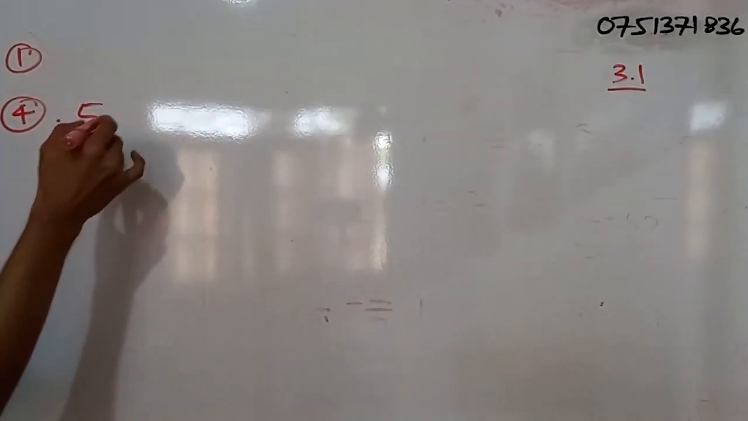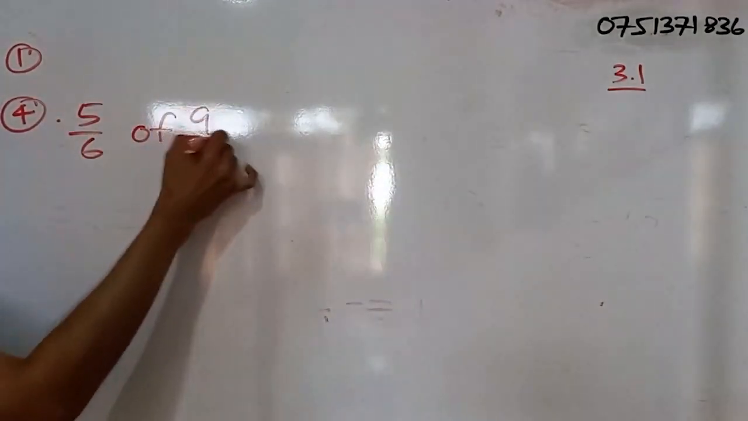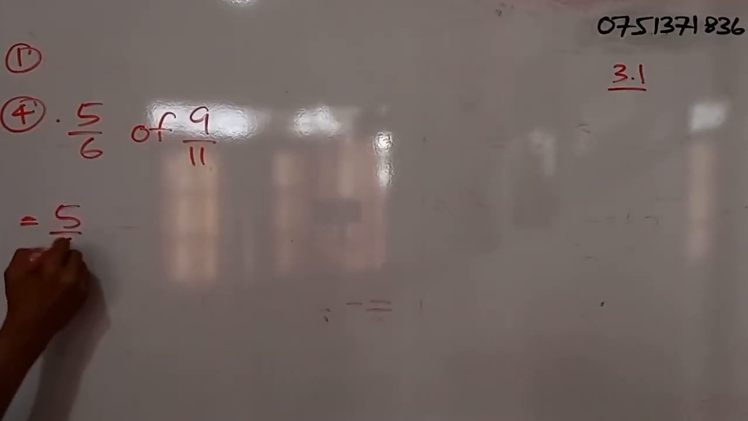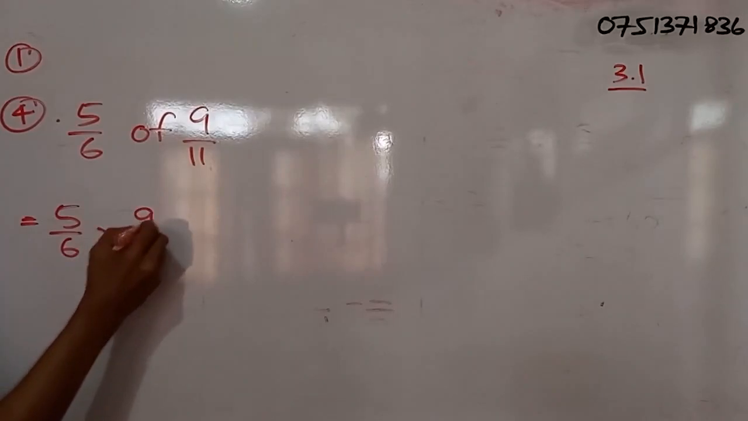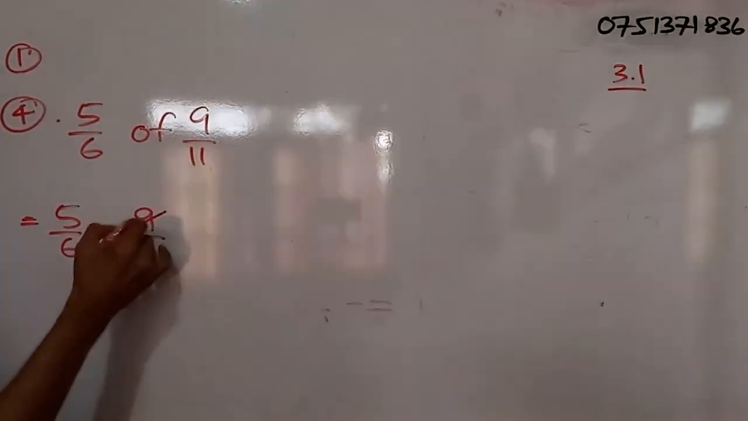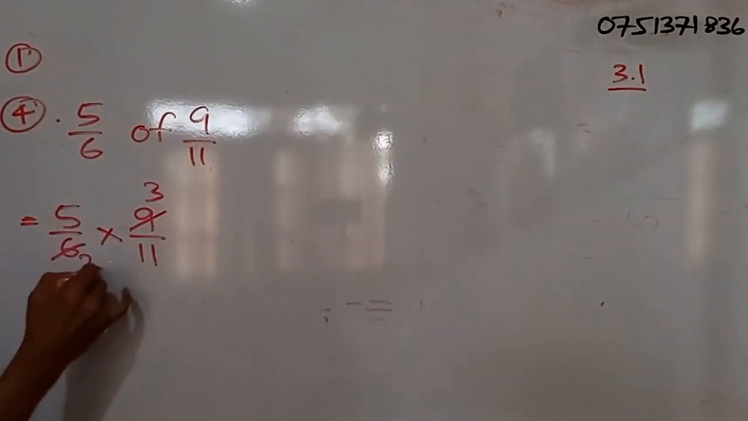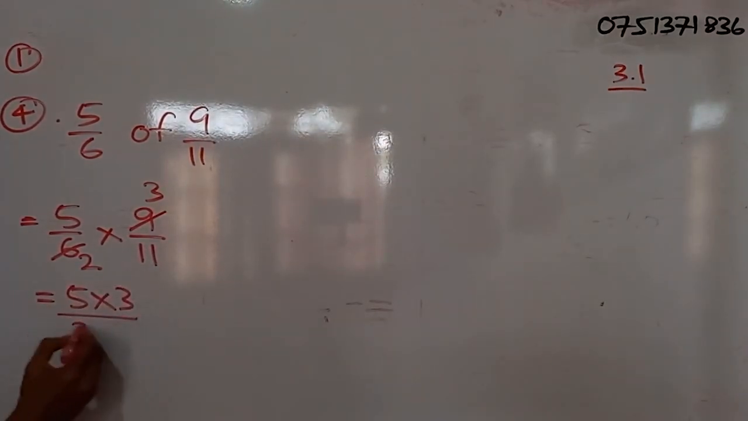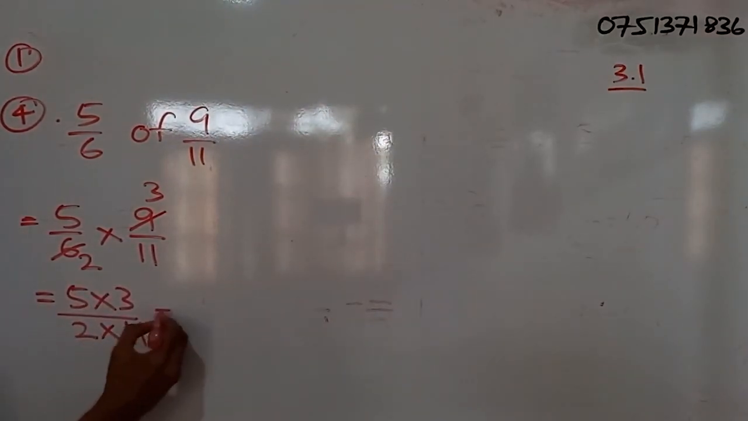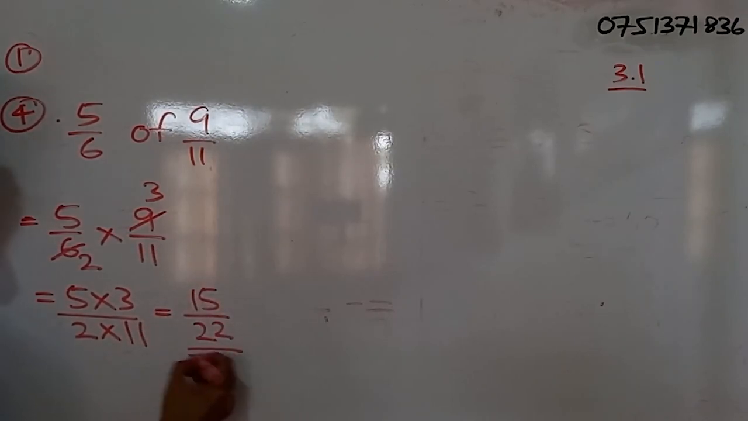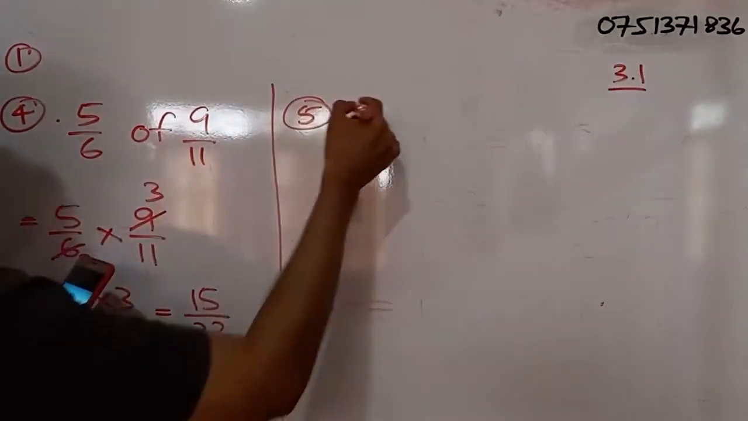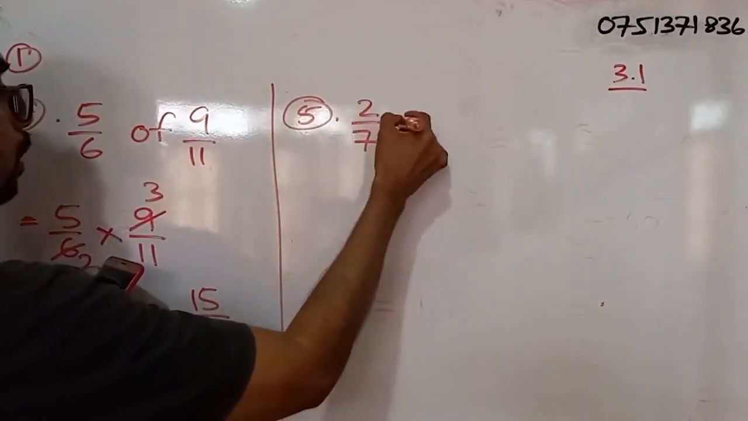So we have what? 5 by 6 of 9 by 11. Right? So 5 by 6, we use the multiplication symbol, and 9 by 11. So 3 times 3 and 3 times 2. So 5 into 3 and 2 into 11. 5 times 3 we know that is 15, 2 times 11 we know that is 22.